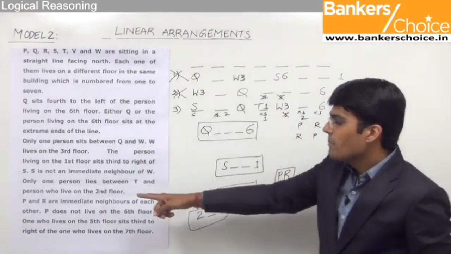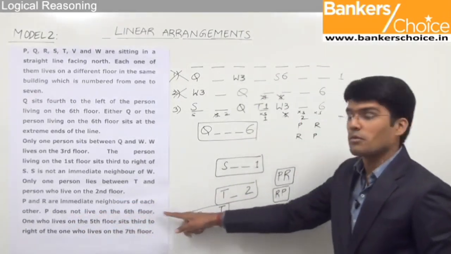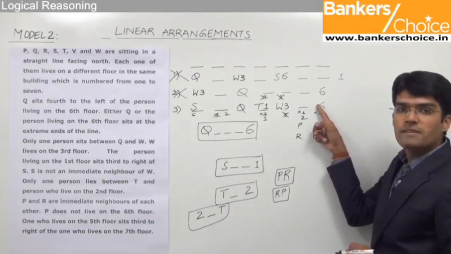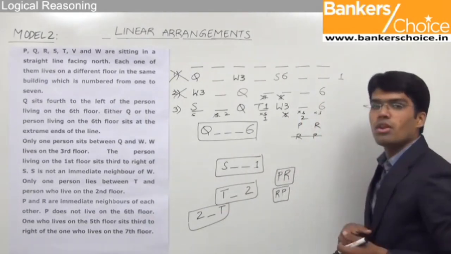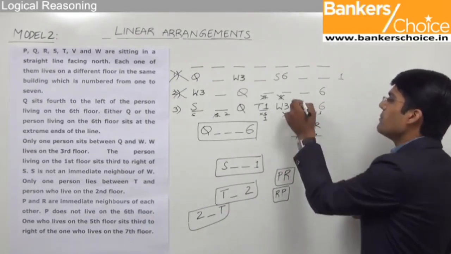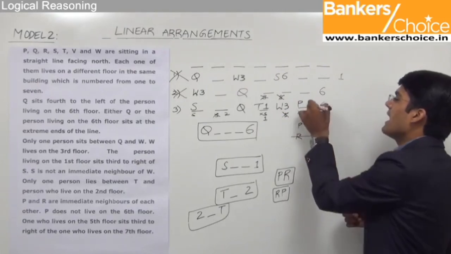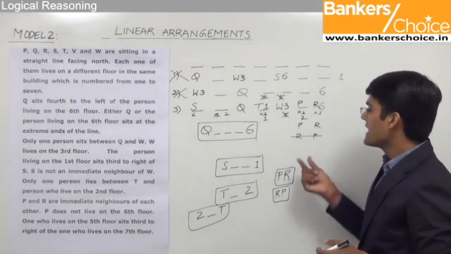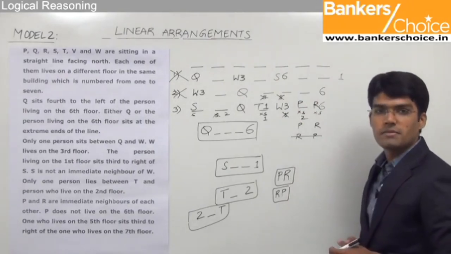But we know that P does not live on 6th floor. If we take this as the correct case, P is coming on 6th floor. So very clearly this gets ruled out. And the only possibility is P should be taking this position and R will be the person who stays on 6th floor. So that is how we can adjust P and R on the arrangement.